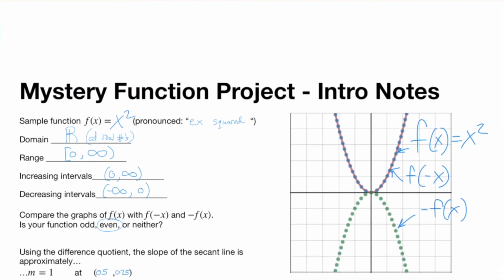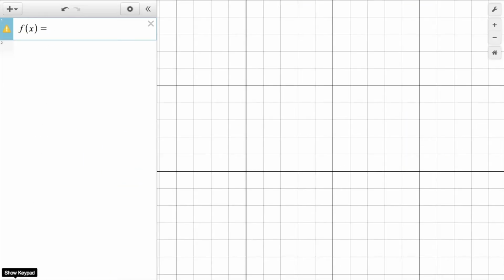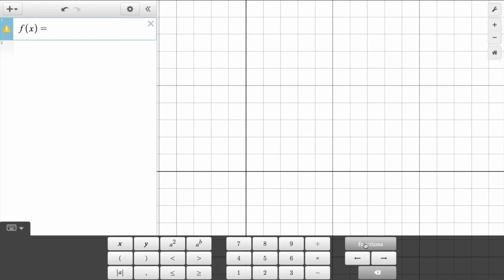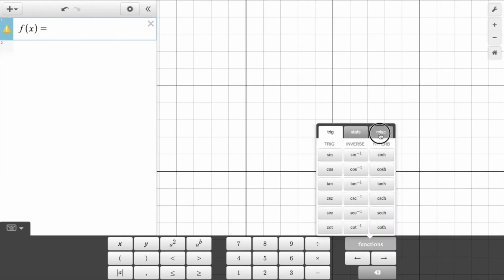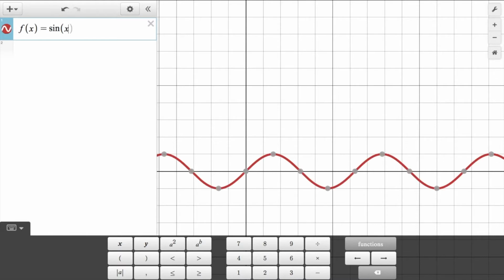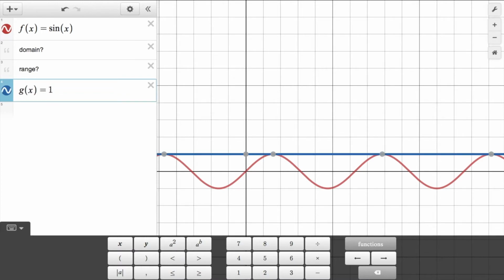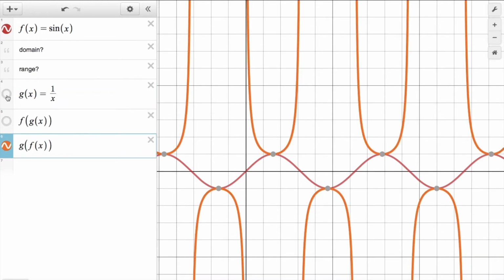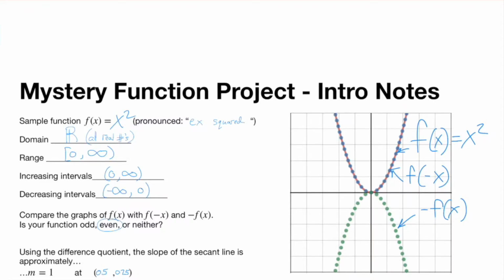Introducing the Mystery Function Project. If you go into Desmos' keyboard, you'll see a button called Functions. You will be assigned a mystery function from this menu. Your job will be to research and investigate that mystery function using Desmos, just as I did with the sample function f of x equals x squared. You will answer specific questions, in fact these specific questions, about your function, just as I did with the sample function.